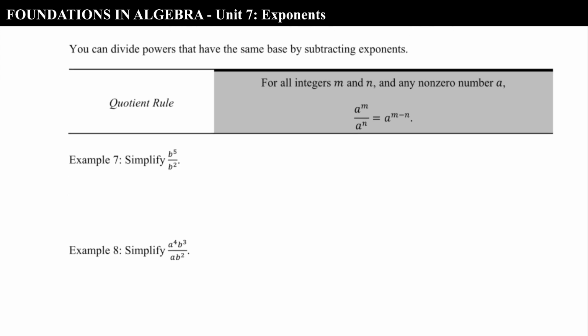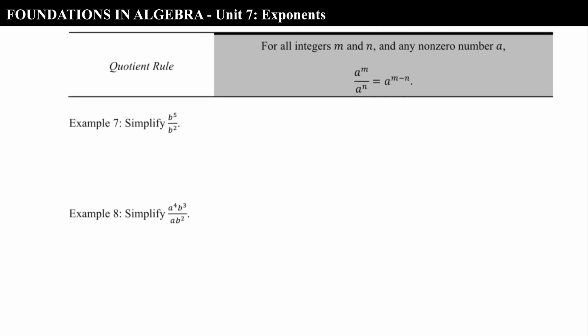So let's do some examples of that. Example 7, we're going to simplify b to the fifth over b squared. Well, we're going to subtract those exponents, and that's going to give us b to the third.